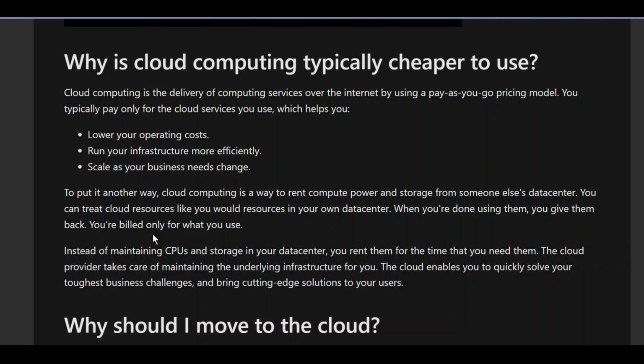To put it another way, cloud computing is a way to rent compute power and storage from someone else's data center. You can treat cloud resources like you would resources on your own data center. When you're done using them, you give them back. You're billed only for what you use.